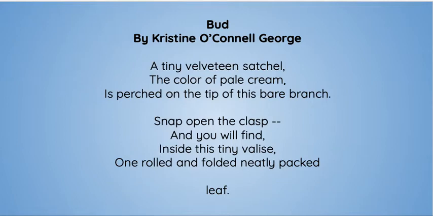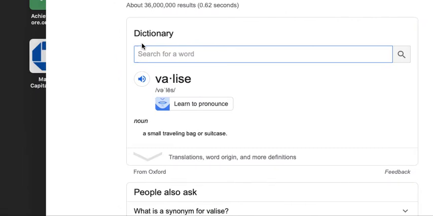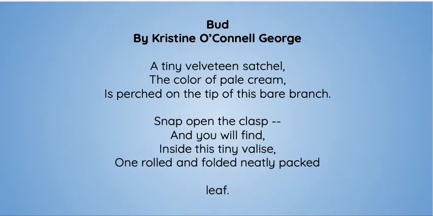Now, valise, that's a word you might not know what it means. Miss Young wasn't sure at first what it meant. But if you read back, it says a tiny velveteen satchel. And then now it says snap open the clasp and you will find inside this tiny valise. So that would lead me to believe that valise is another word for some type of bag, some type of container. And if I look over here, a valise is another word for a small traveling bag or a suitcase, which makes sense because up here they talked about a satchel.